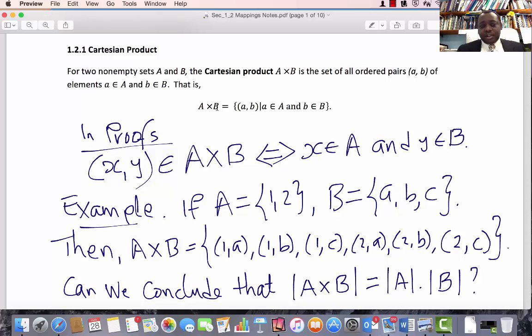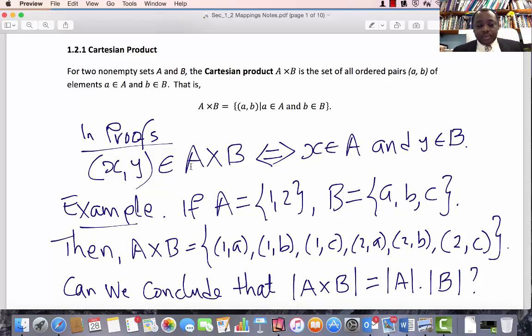How do we apply this concept in proofs? Because abstract algebra is all about proofs. In proofs, if we tell you that the ordered pair (x, y) is an element of A × B, then it means that x comes from A and y from B. And in the other direction, if x is from A and y is from B, then (x, y) is from A × B. We would use this concept in proofs as we move on with this class.